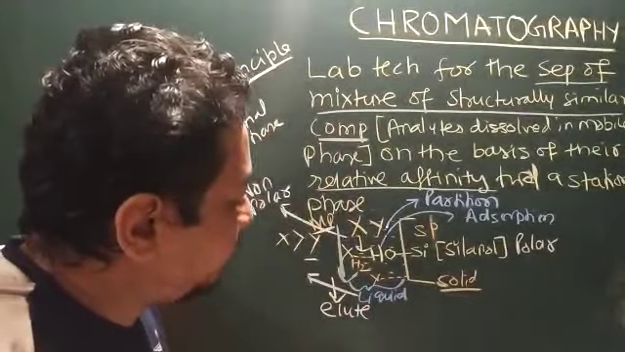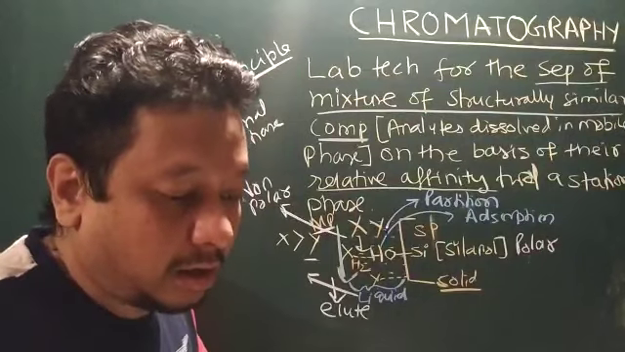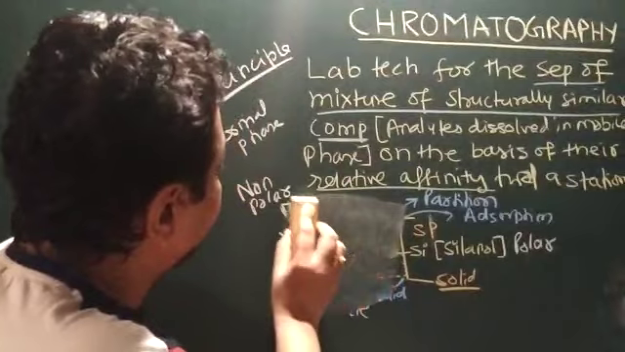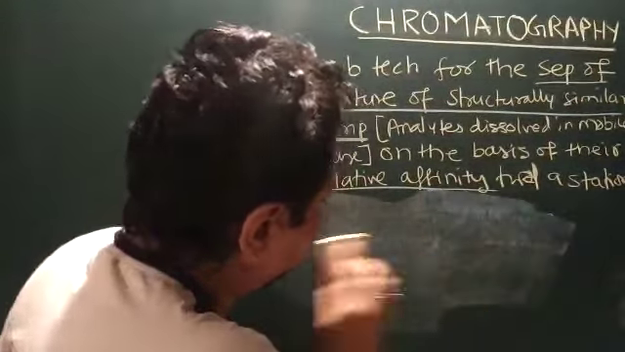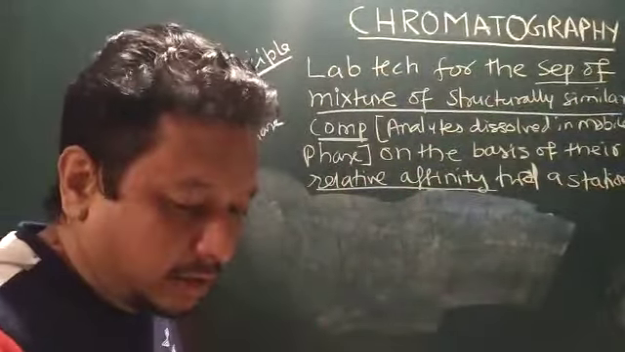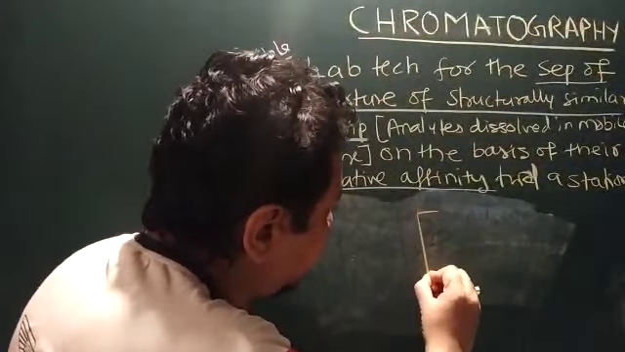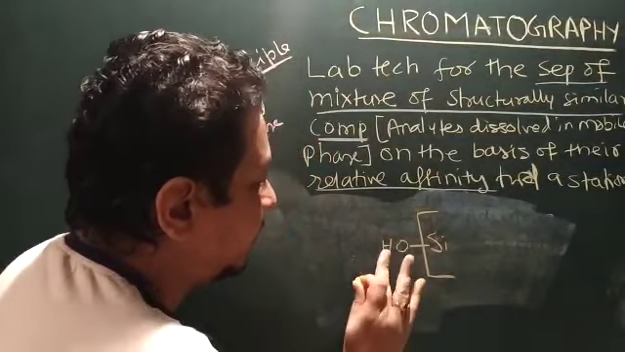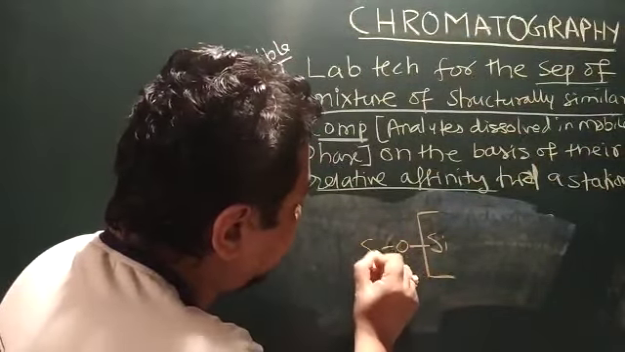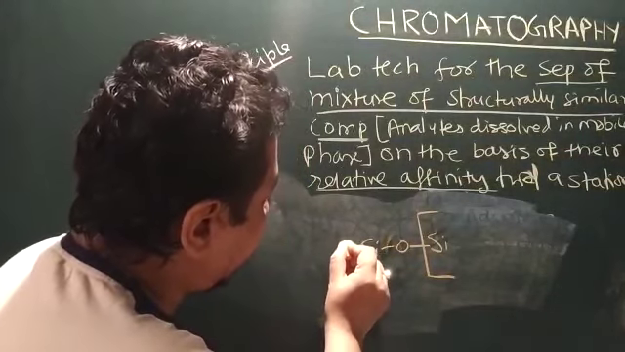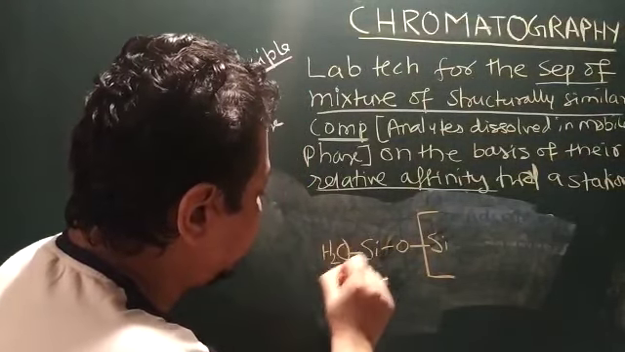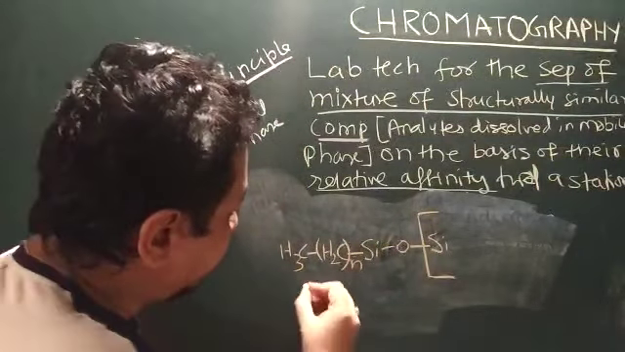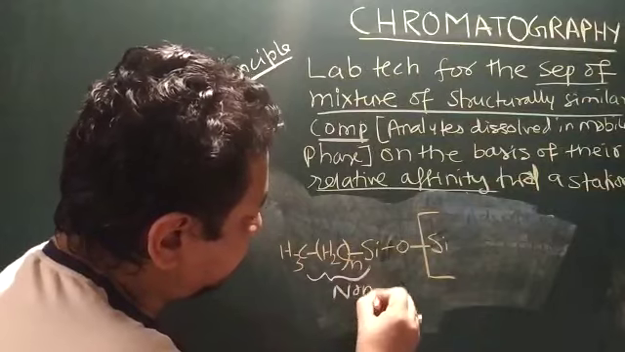But what happens if we take a non-polar stationary phase? Let me give you an example. Previously I had the silanol group. Now I am adding silica and a long chain of carbon, CH2 n CH3. So this becomes your non-polar stationary phase.